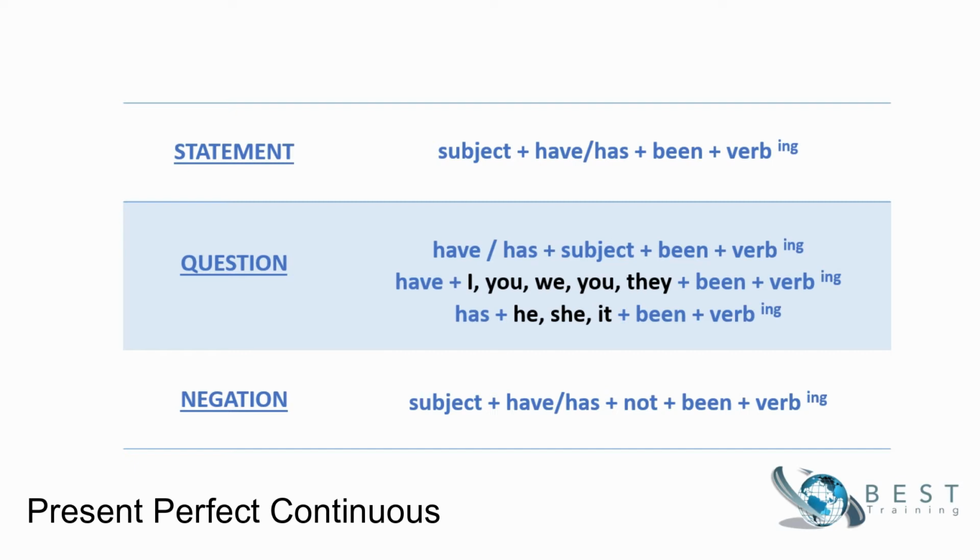Somebody can ask, why do we use been? Remember that in perfect tenses, we always use have plus past participle, and in continuous tenses, we always use be plus present participle. So, when we combine perfect and continuous, we obtain have or has plus been plus verb-ing. This is the form of the present perfect continuous.